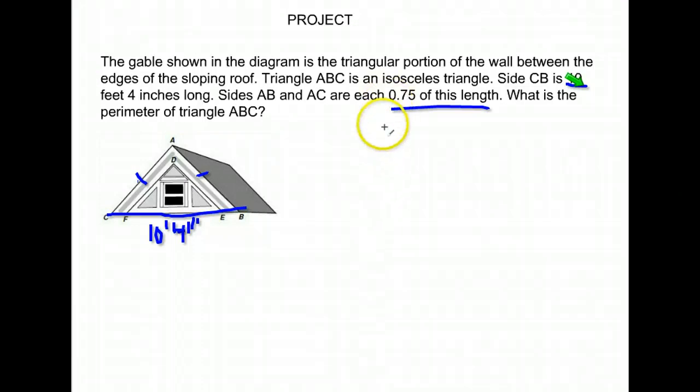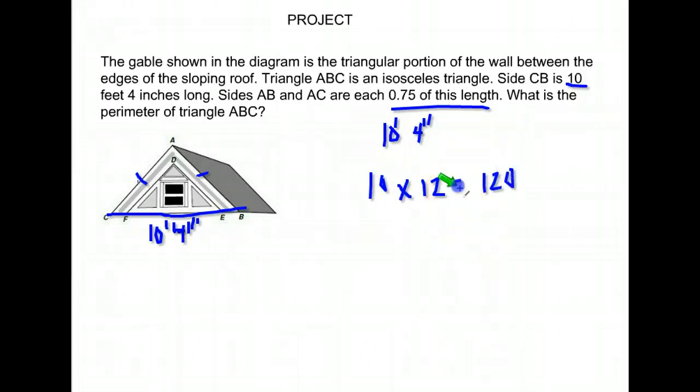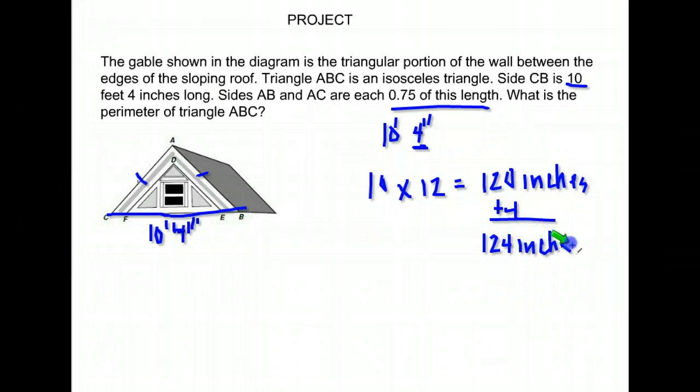12, very good. So my 10 feet, 4 inches, if I want to convert that, I take 10 times 12 inches in a foot, which is 120 inches. Plus this 4 more. So 10 feet, 4 inches is 124 inches. Are there any questions on how I did that or why?